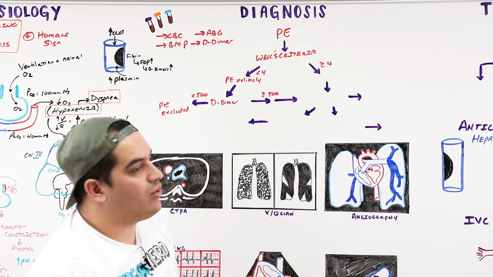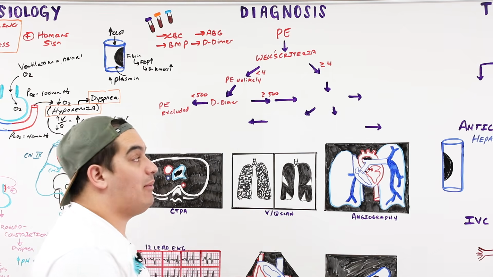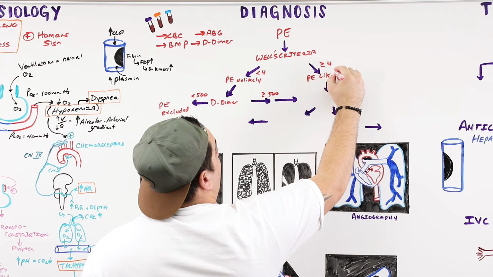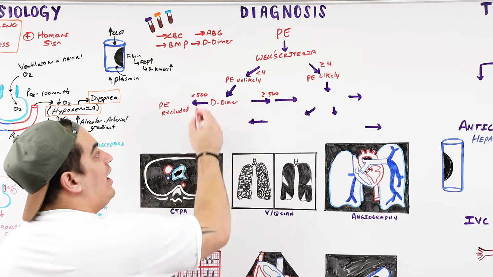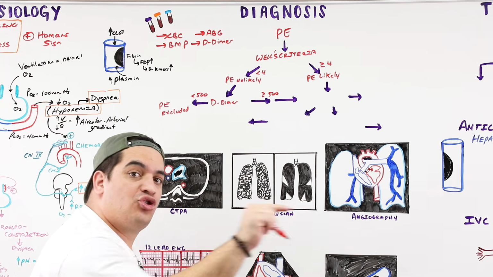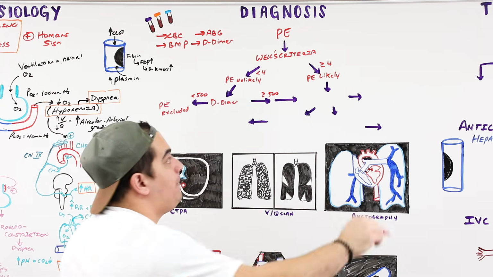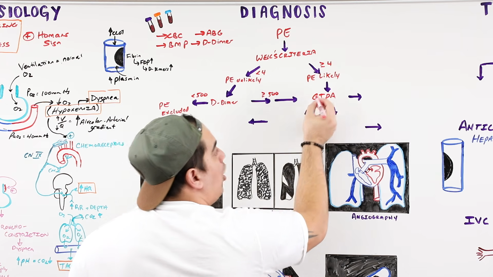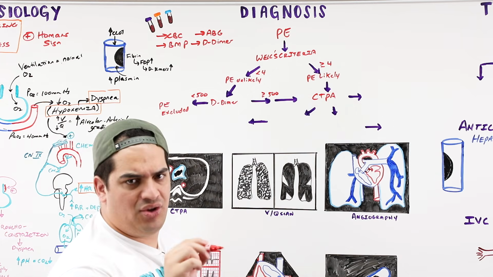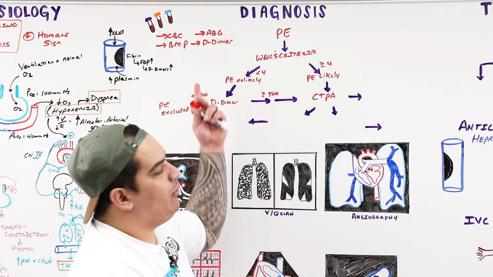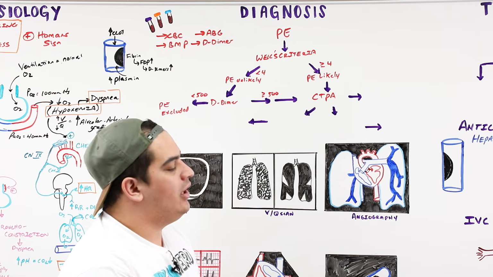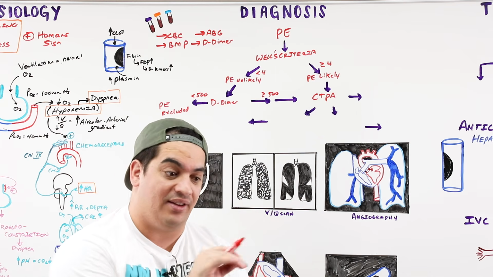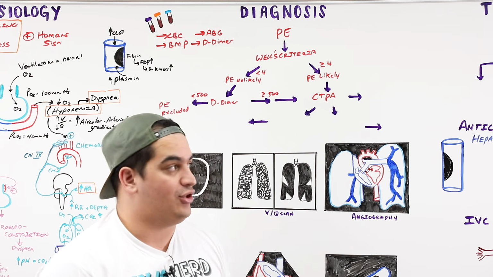Now, if the Wells criteria score is greater than or equal to 4, now your pretest probability is higher, and so the PE is more on the likely side. Because of that, we don't waste our time with the D-dimer. We go straight to the definitive diagnostic test, which is a CTPA, a CT pulmonary angiogram. You give them contrast, and that's why you maybe want to get a BMP to check their kidney function. The contrast is going to light up those pulmonary vessels and look to see if there's any kind of filling defect or clot in that circulation.